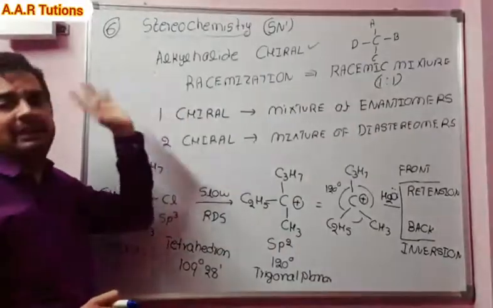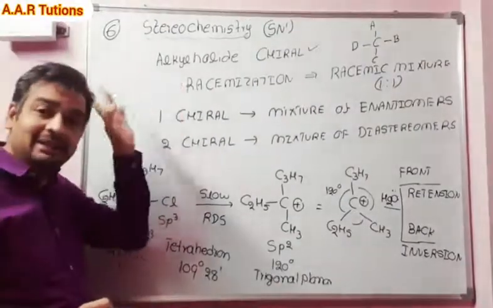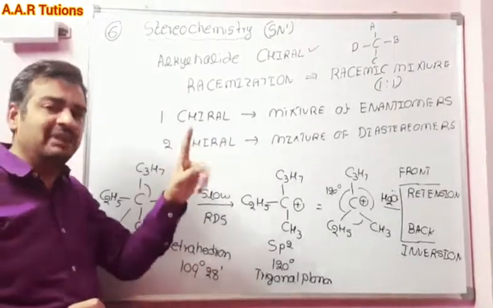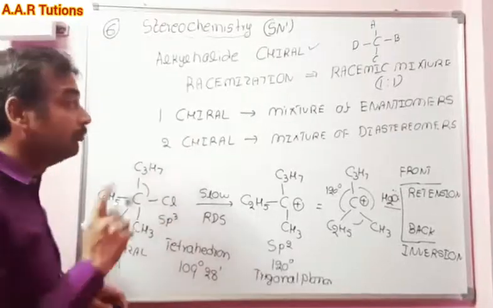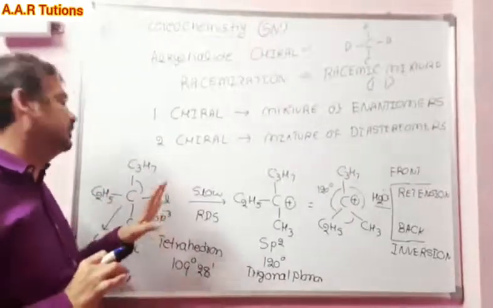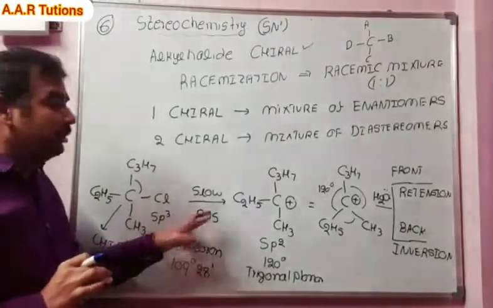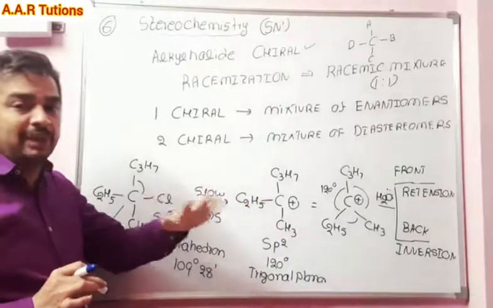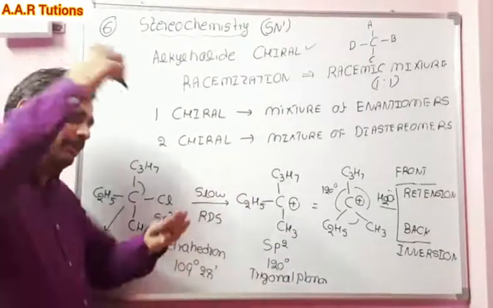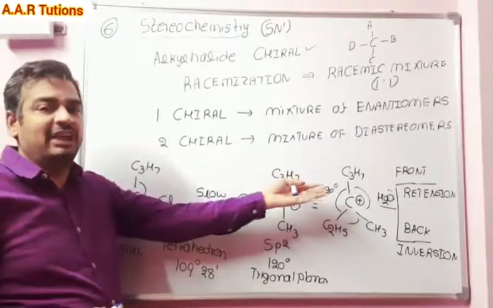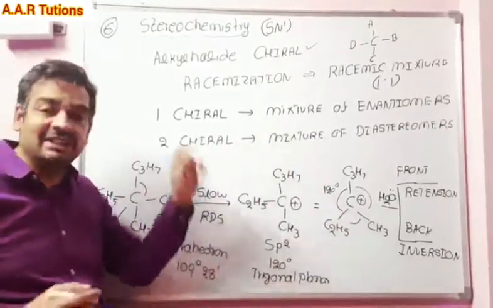Stereochemistry in the SN1 reaction: if the alkyl halide is chiral, racemization will take place, and a racemic mixture will form. Theoretically, a racemic mixture means a mixture of two isomers. Why? After the first step, we get a carbocation, which is a planar molecule. The nucleophile may attack the front side or the back side. Front side attack is retention of the configuration; back side attack is inversion of the configuration.